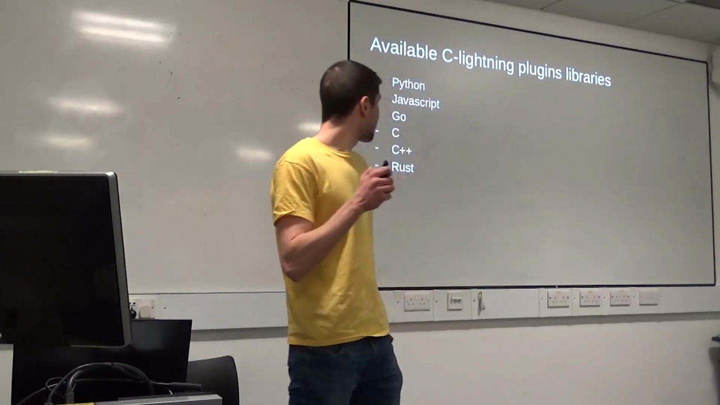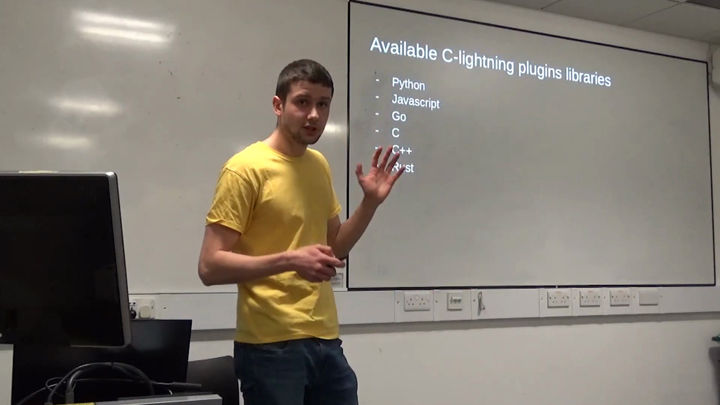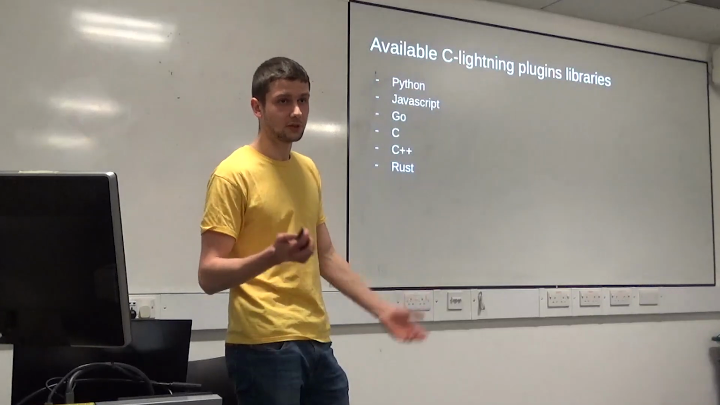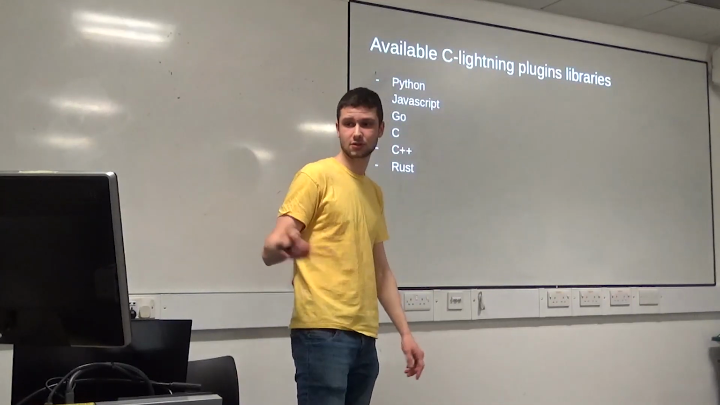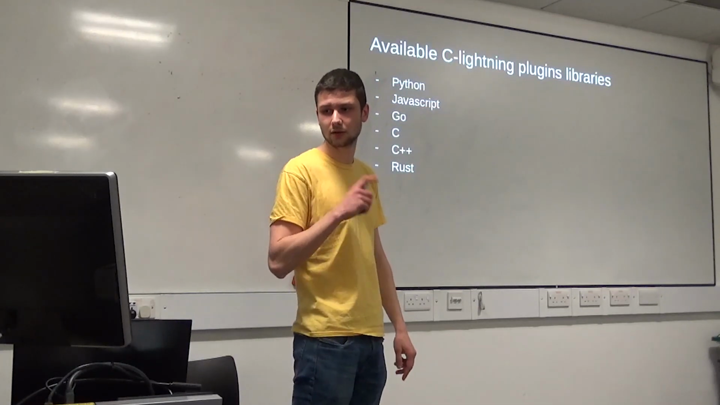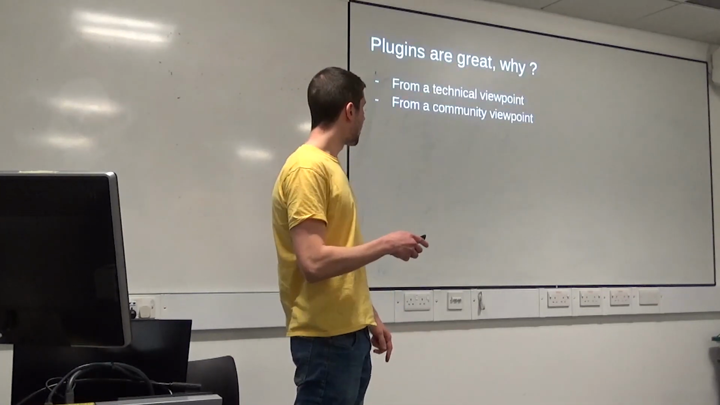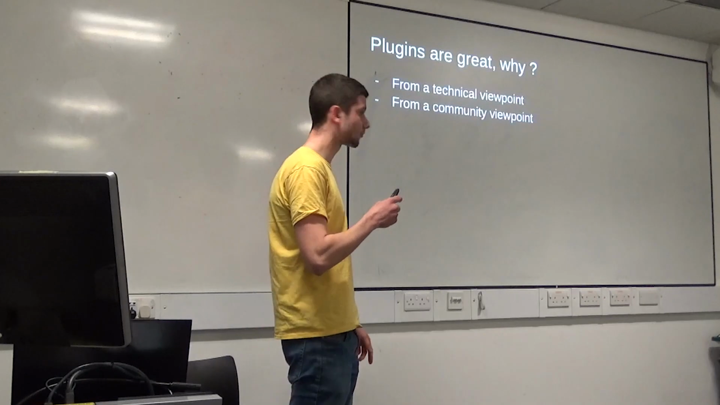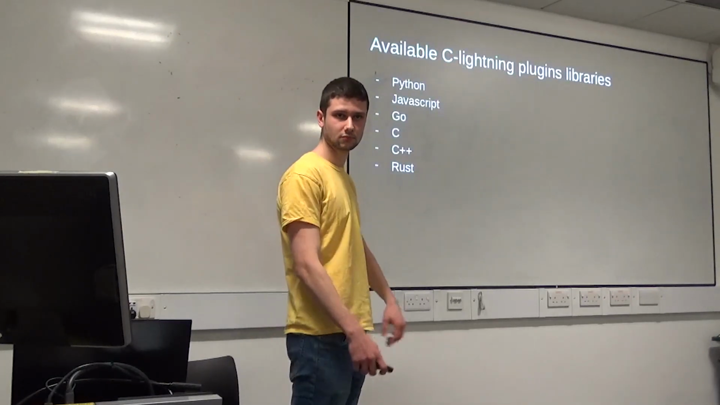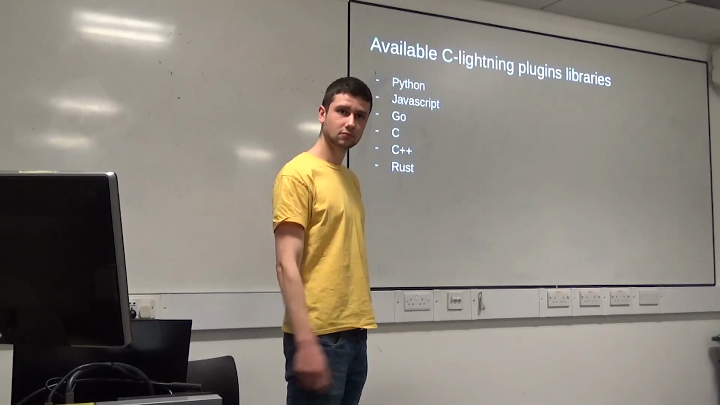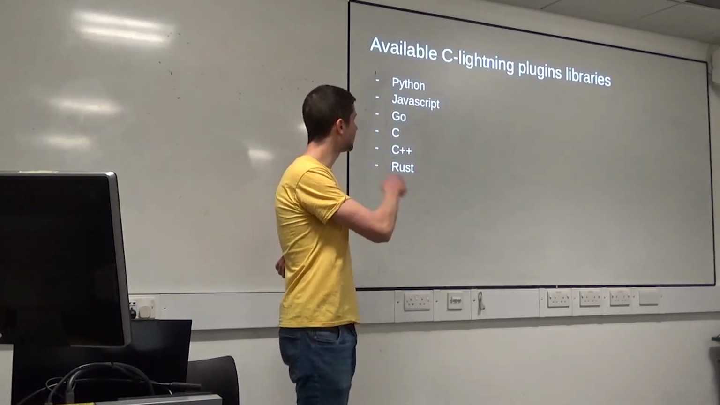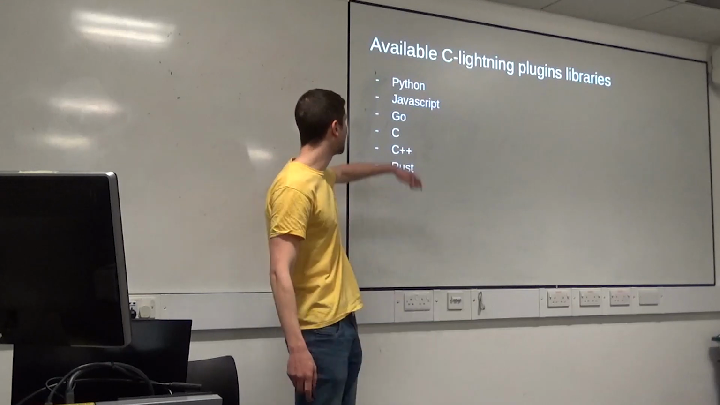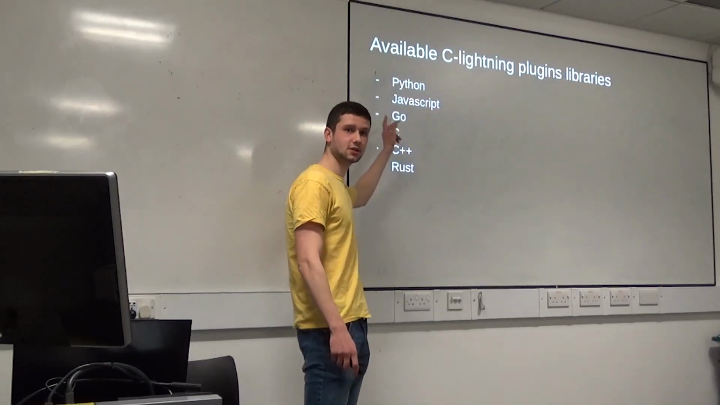There are plugin libraries in many languages, so pick your favorite ones. There's Python, JavaScript, Go, C, C++, Rust, which is not in the main document, I think. Can you talk a bit about what needed to be built so that plugins could be built in these languages? So there's PyLightning for Python. PyLightning for the other languages, right? PyLightning. This one is called c-lightning-js.